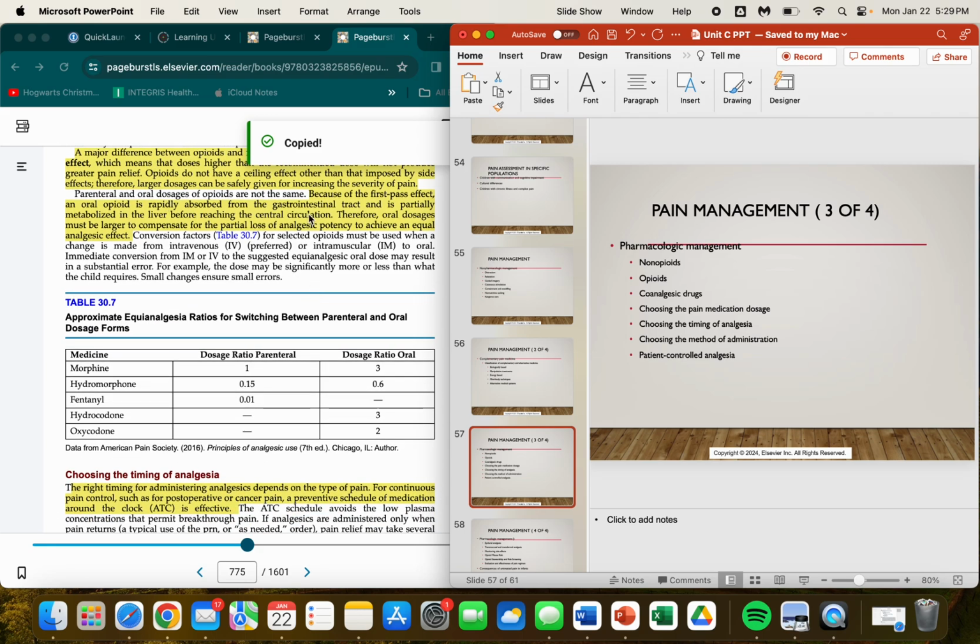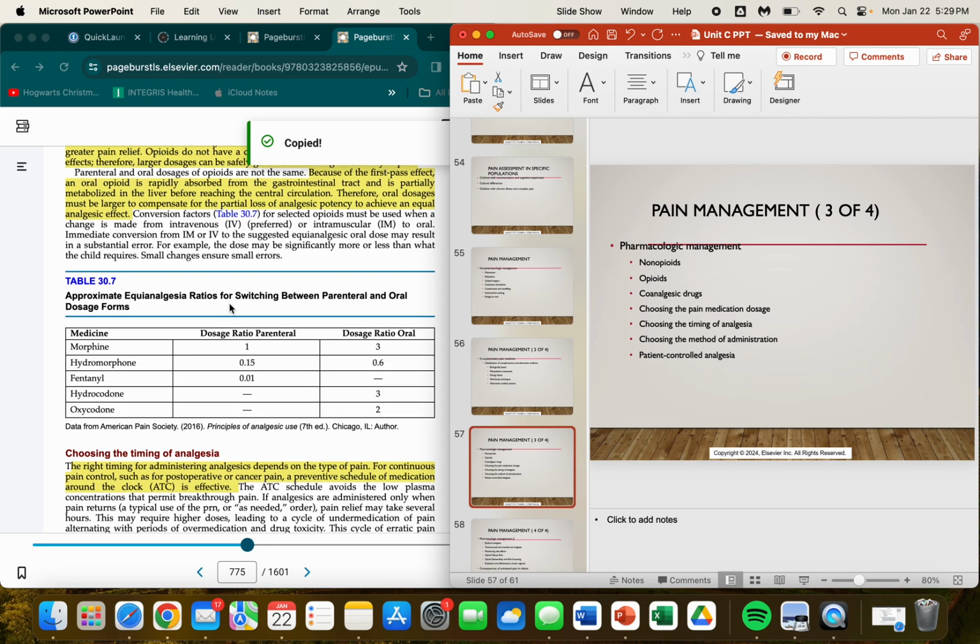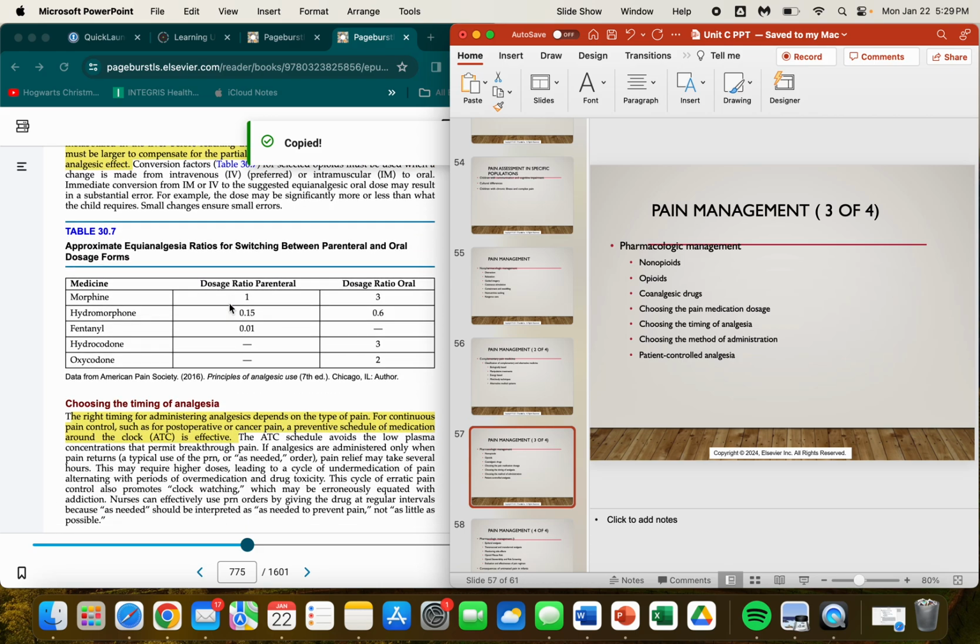So we also need to consider that parenteral and oral doses are not the same as an IV dose. We have what's called the first pass effect, where we give an oral dose that is rapidly absorbed through the GI system, and it is already partially metabolized in the liver before it actually gets into circulation. So that oral dose has to be larger to compensate for the loss within the system. So those oral doses are usually going to be bigger to get that analgesic effect.